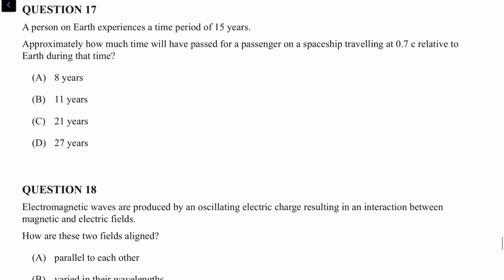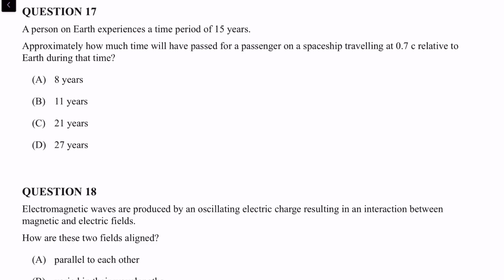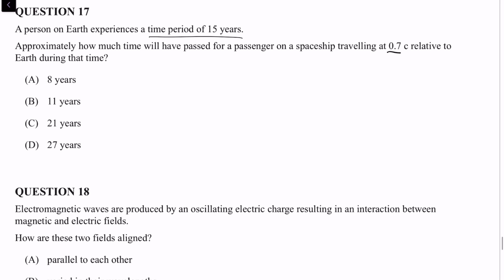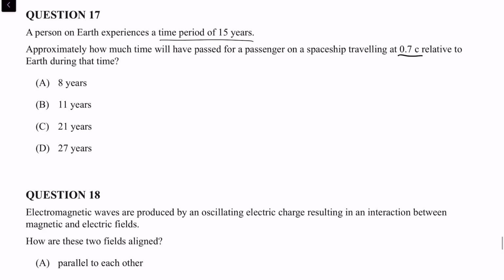Okay, and for question 17, a person on Earth experiences a time period of 15 years. Approximately how much time will have passed for a passenger on a spaceship traveling at 0.7 times the speed of light relative to Earth during that time? With these time dilation questions, I like to draw a figure in the second step of the 5Fs first, just to see which one's going to be my T0 and which one's going to be my T. Okay, we have a rocket ship.